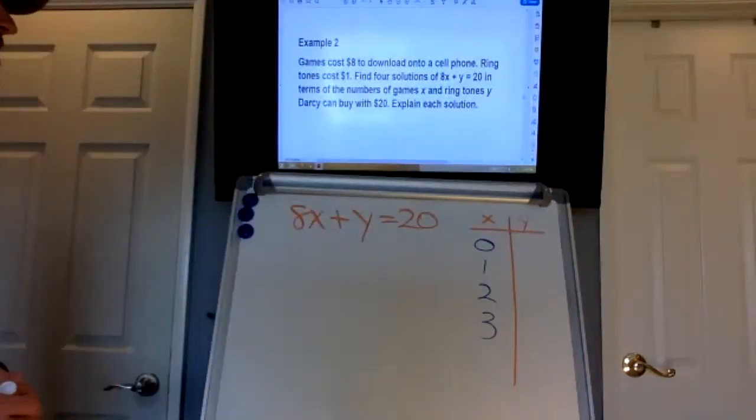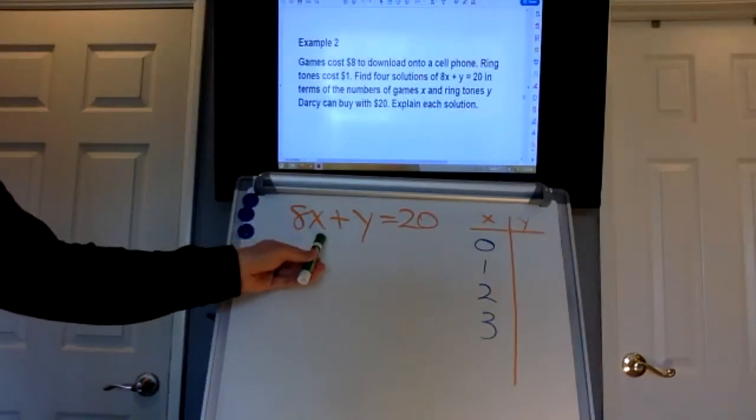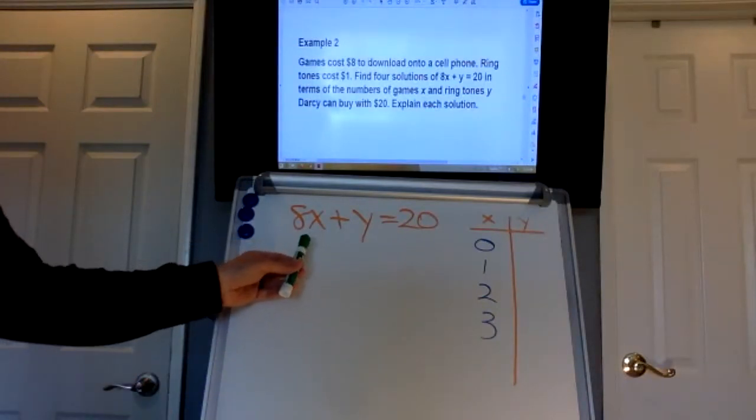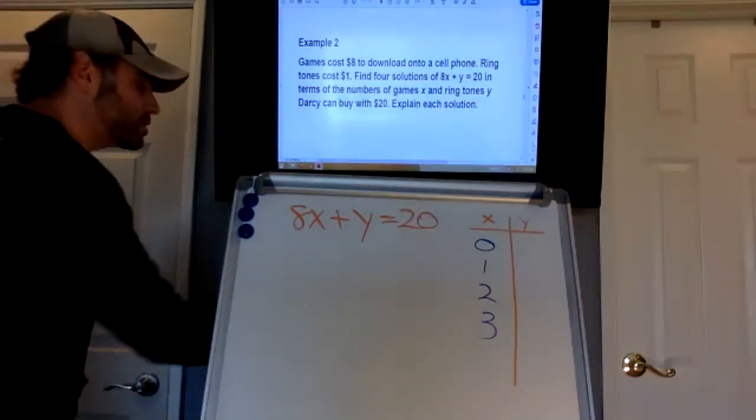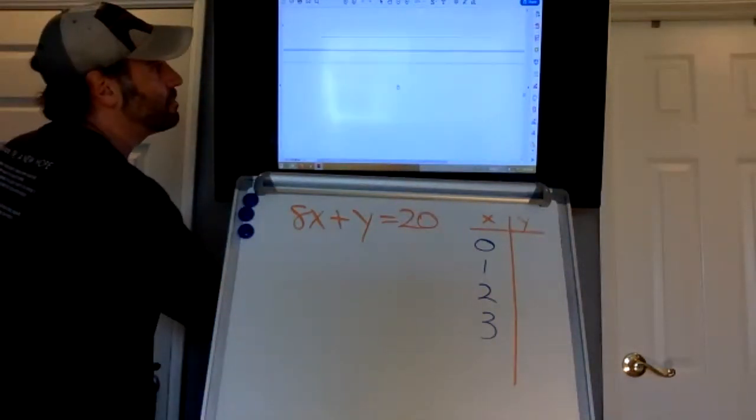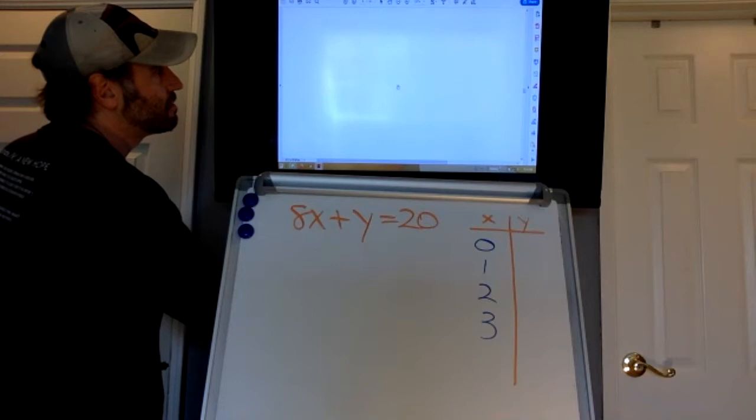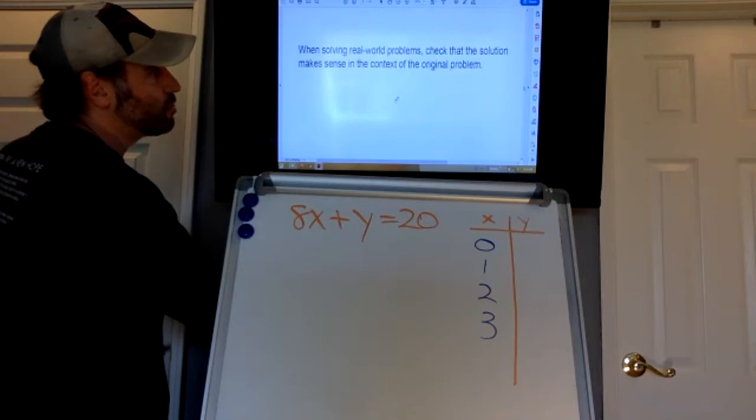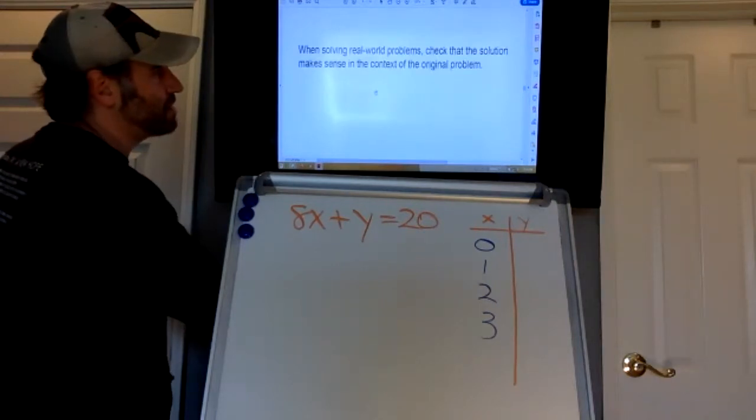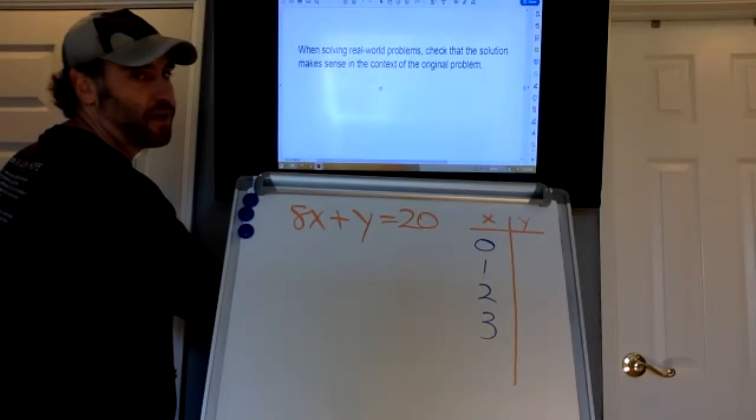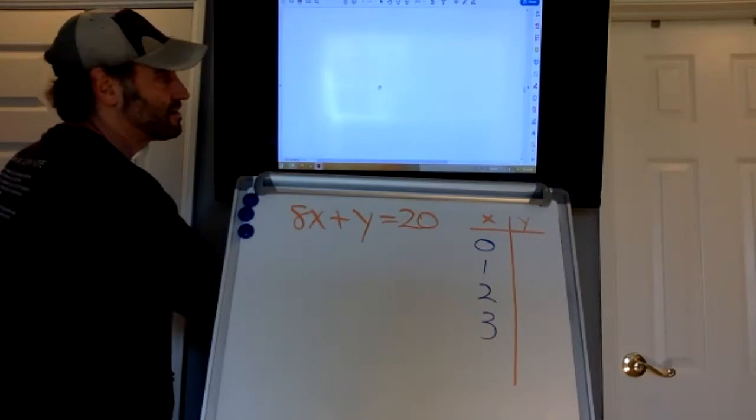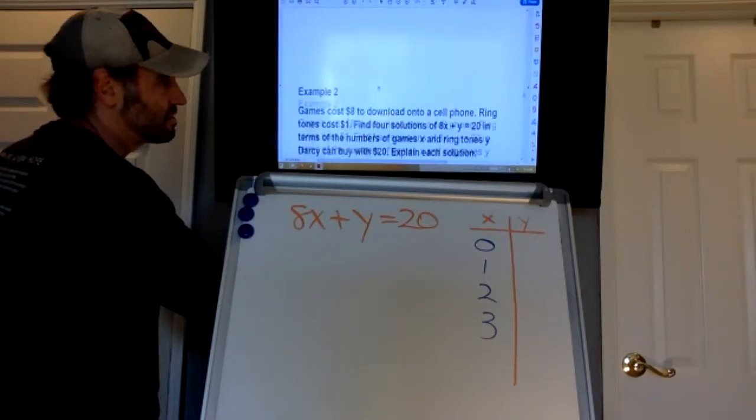She can't buy 3 games though. So now you're looking at limitations. You're right, she can't buy 3 games. And you're going to see what happens. The equation doesn't know that, does it? No. So that takes us back up to the slide above, which said: when solving real world problems, check that the solution makes sense in the context of the problem. I mean, she would just owe money.